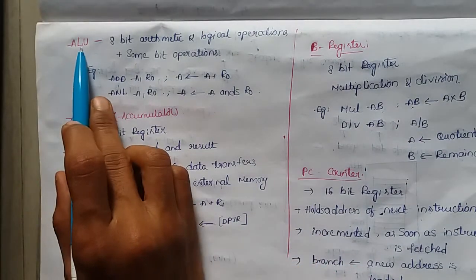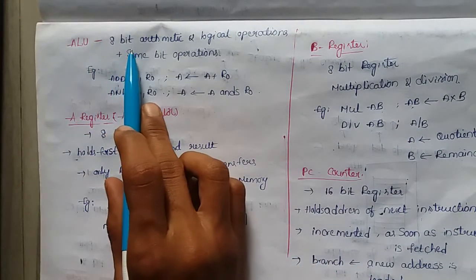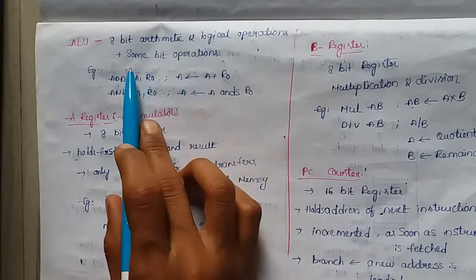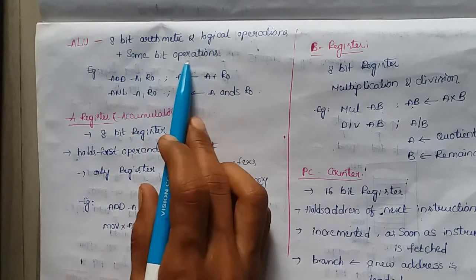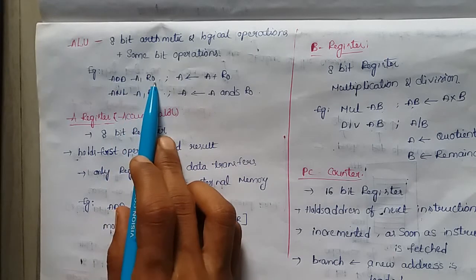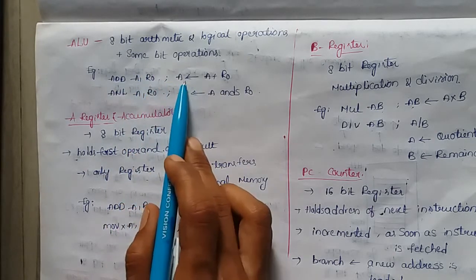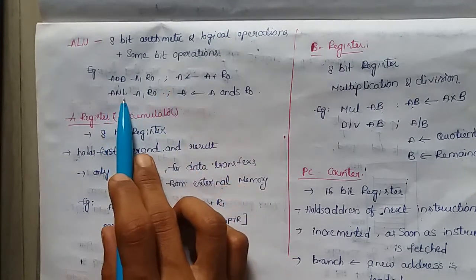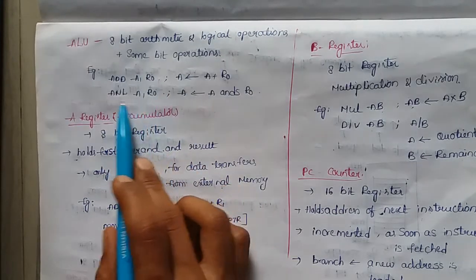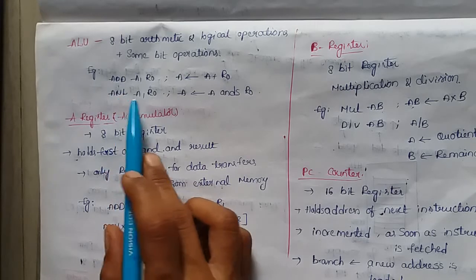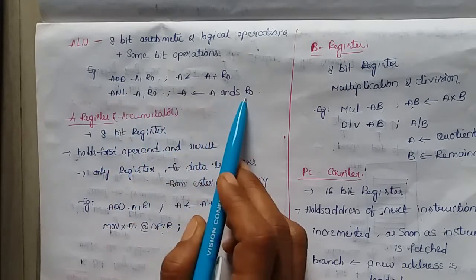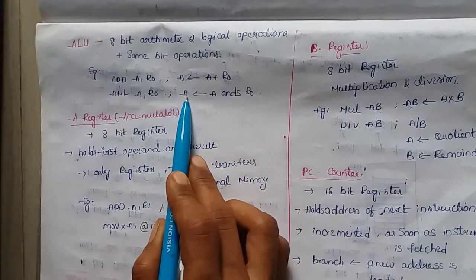ALU means arithmetic and logical unit, and it performs 8-bit arithmetic and logical operations, and also performs some bit operations. If you see the example, ADD A, R0. Here the contents of both A and R0 are added, and the result will be stored into the A register. Next, ANL A, R0, which means logically ANDs the A and R0, and that result will be stored into the A register.